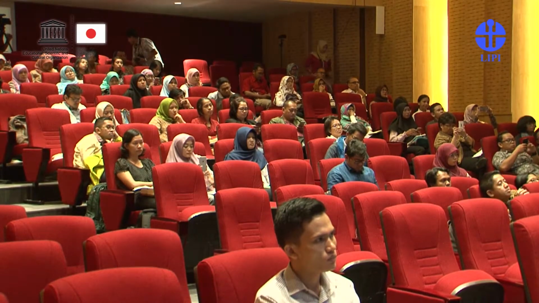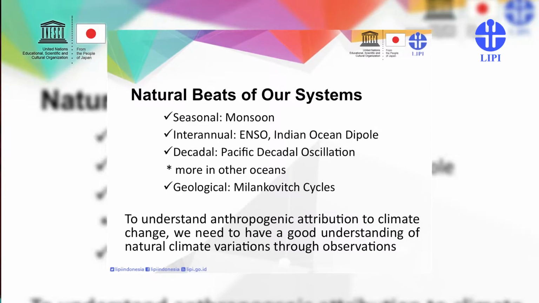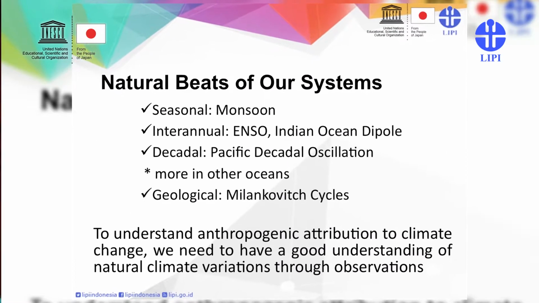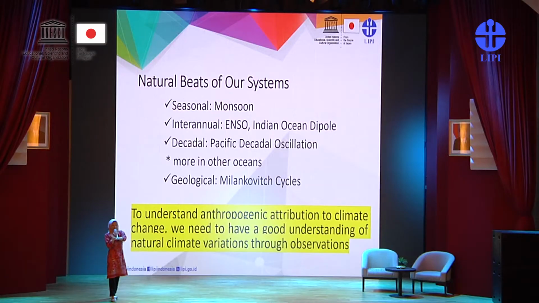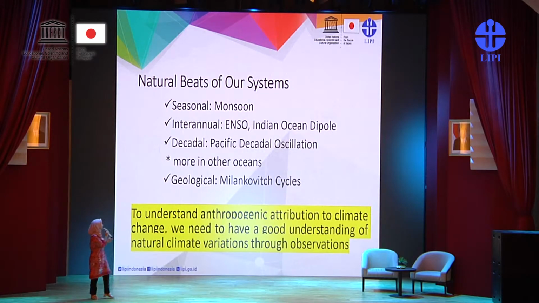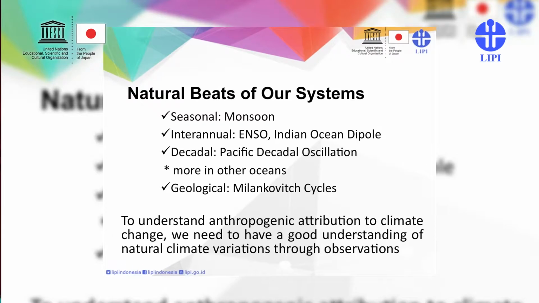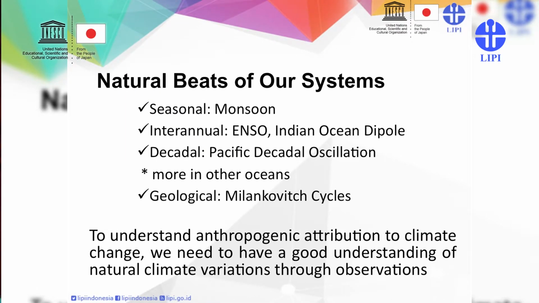All right, so with that, we've covered the natural beats of our solar system. On seasonal, in Indonesia at least, we have monsoon. On interannual, we have ENSO. I didn't talk about the Indian Ocean Dipole, but it's another interannual one, centered in the Indian Ocean. And actually, if you go to the Atlantic, there are so many other oscillations. It kind of gets overwhelming sometimes. On geological timescales, you have the Milankovitch cycle.